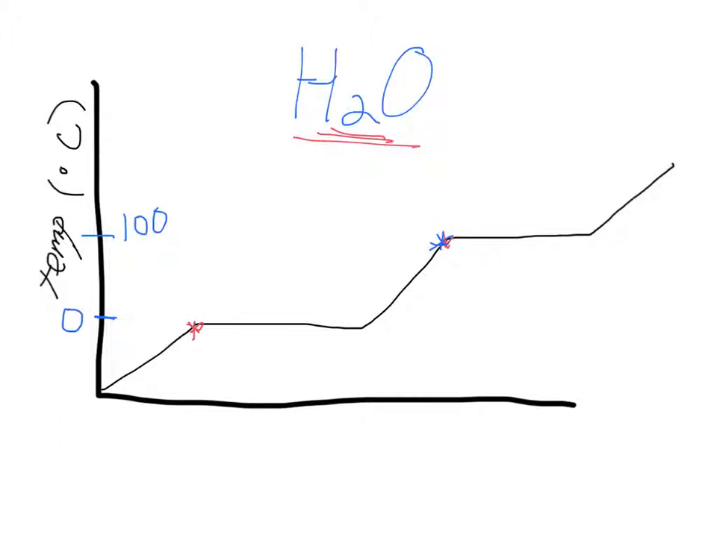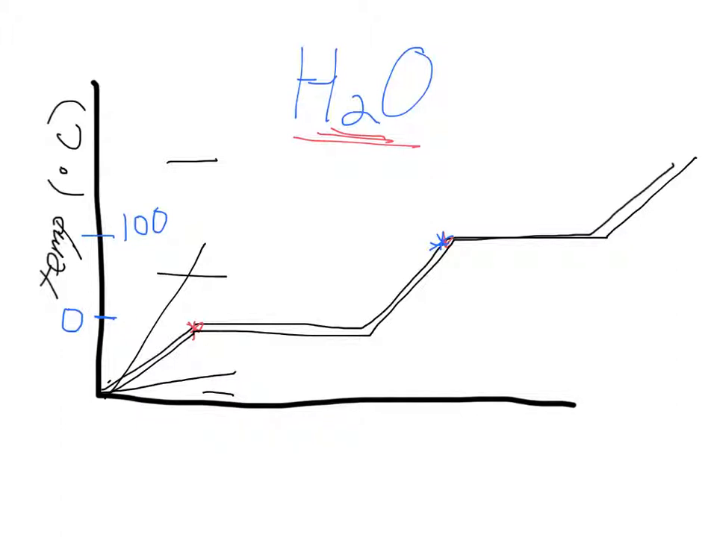Now, other substances obviously melt and boil and freeze at different temperatures than 0 and 100 degrees. So this is only an example of H2O's heating curve. Other substances might have a much steeper initial area, or they might be much flatter. Their plateau could happen at 50 or 150 or 3 degrees. So it really depends on what the substance is, but all of the substances will have this general format of an area of increase, a plateau, an area of increase, and a plateau, and another area of increase.